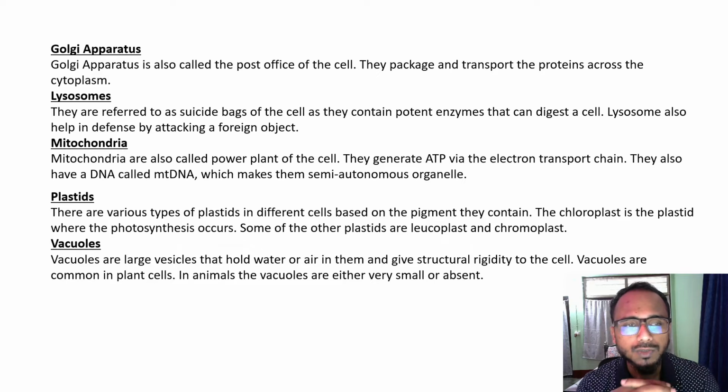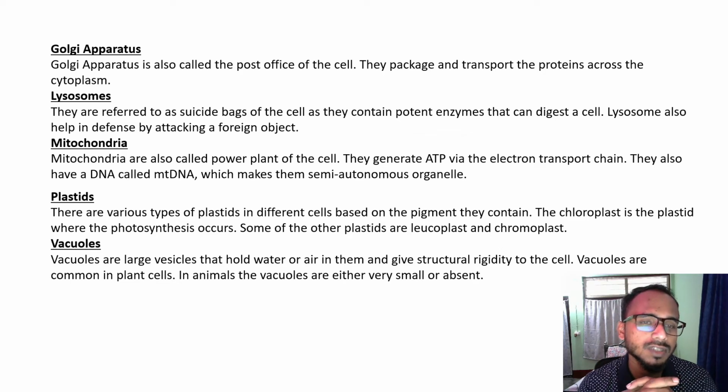Next is plastids. What are plastids? There are various types of plastids in different cells based on the pigment they contain. The chloroplast is the plastid where photosynthesis occurs. Some other plastids are leucoplast and chromoplast. The best example I can give is that they contain a pigment because of which we see different colors. In plants we see they are green in color. Why? Because of chloroplast, and chloroplast contains chlorophyll. So chloroplast is the place where photosynthesis occurs. So those are plastids.